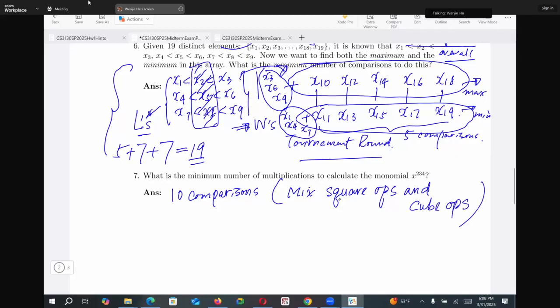The reason is very simple. This number, 234, is special here. 234 is a multiple of 9. Not just a multiple of 3, a multiple of 9. So how can you say it's a multiple of 9? Because 2 plus 3 plus 4 is 9, right? You take the sum of all the digits, 2 plus 3 plus 4, it's 9. If the sum of all the digits is a multiple of 9, then this number is a multiple of 9.